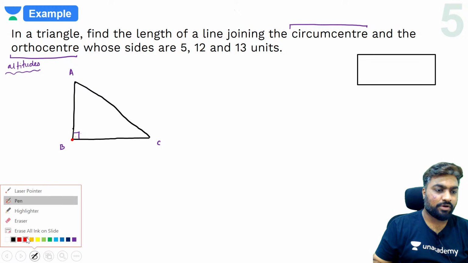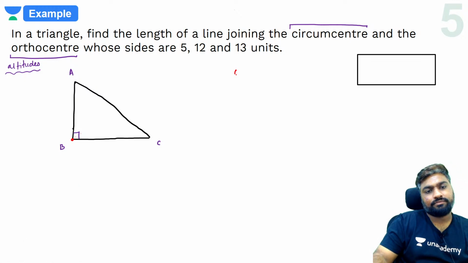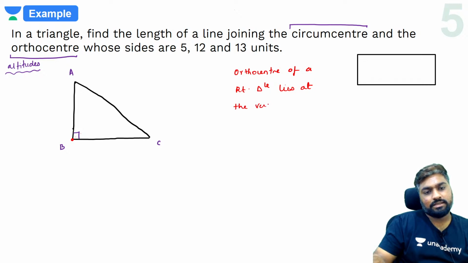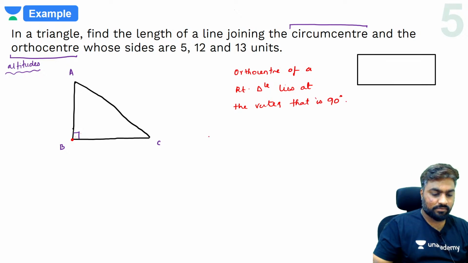Yes. So what's the property? Orthocenter of a right triangle lies at the angle that is 90 degrees, the vertex that is 90 degrees. Cool.